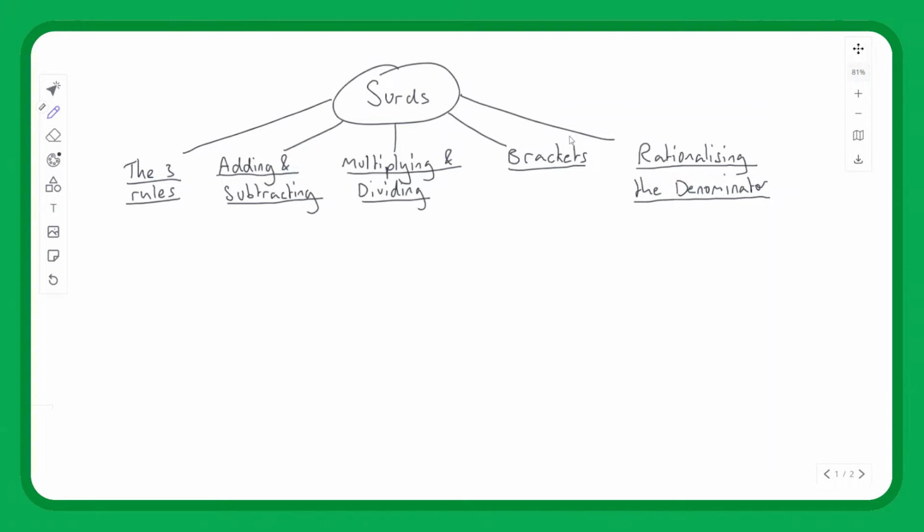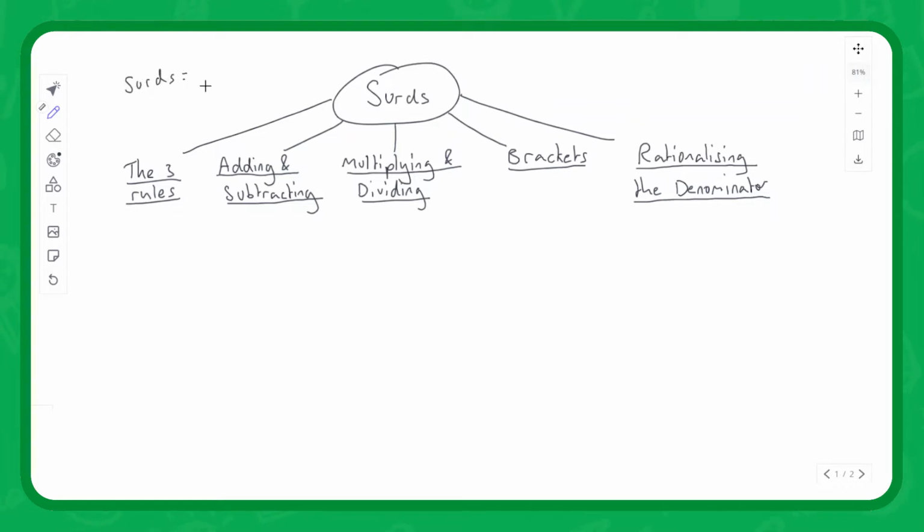We are looking at Surds. So we'll first focus on the three main rules that we use to basically tackle all Surds questions. We'll then look at the subtopics that are involved in Surds and then finish off with some exam style questions at the end.